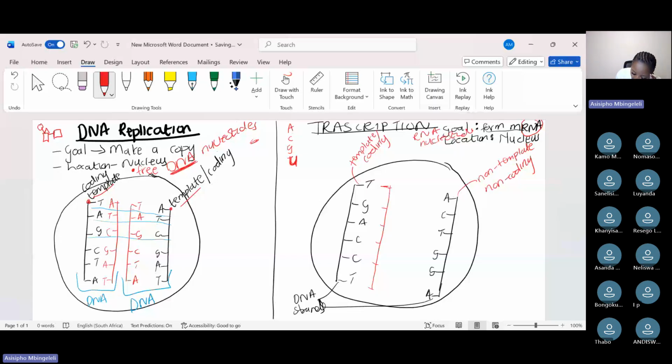Then which base is going to pair here? The second one? C. Thank you. Remember, I'm not moving. No answer, no movement, guys. Then A, which base are we going to pair A with? U. Thank you. Then C will be paired with? G. Thank you. Then I need the last base. T will be paired with? A. Thank you so much.